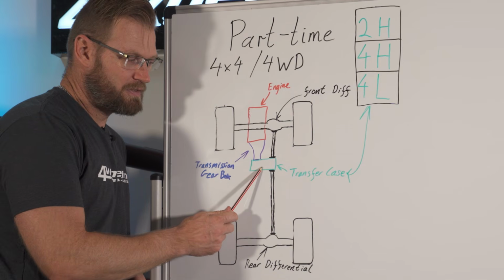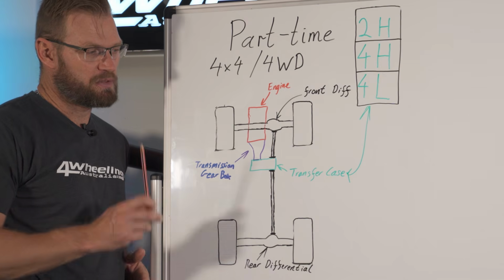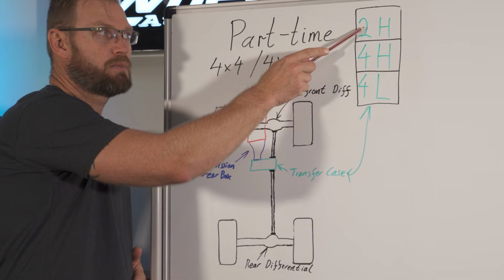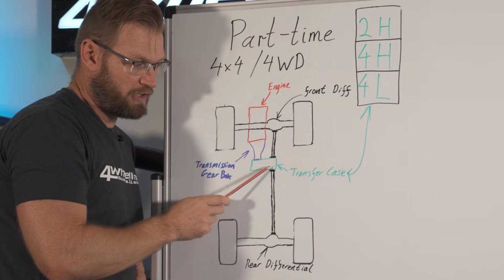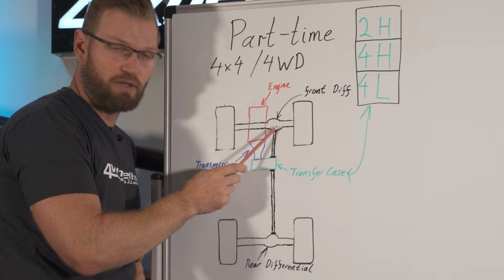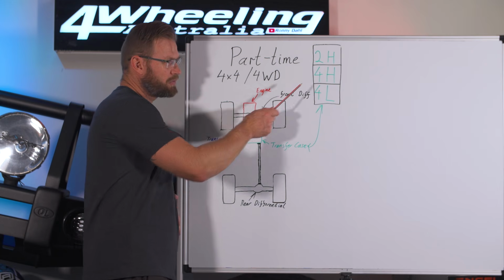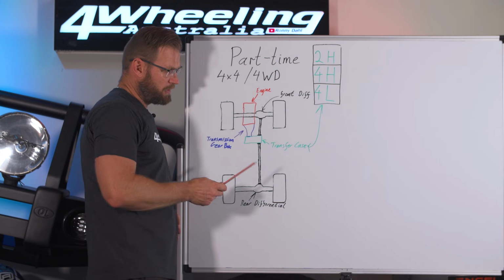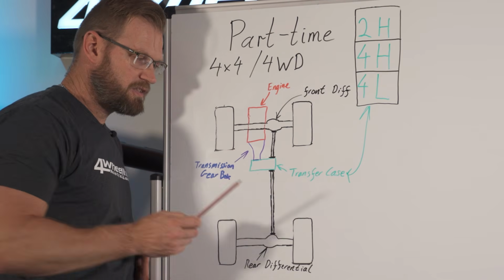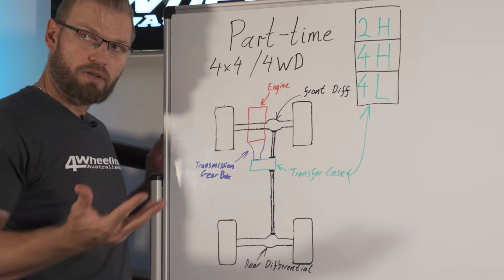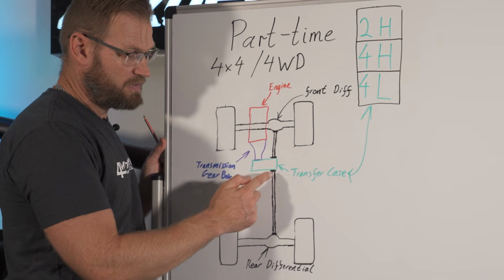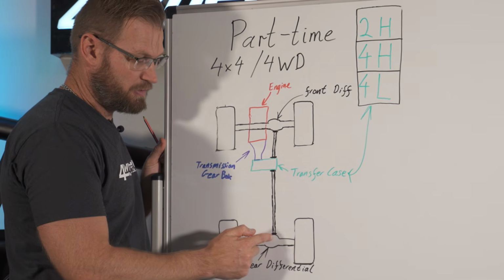In the transfer case, we have a couple of different mechanisms. One which allows us to remain in two-wheel high, which means it only sends power to the rear, nothing goes to the front. But what if we want to put it in four-wheel drive high? Well, we move the lever and this locks a plate in, or another cogwheel in, which means that it now sends drive to the front and to the rear.